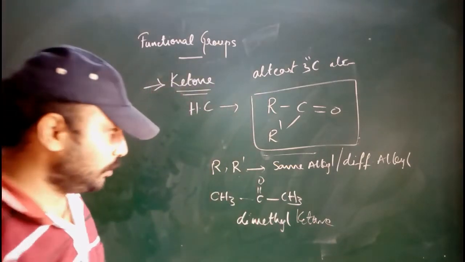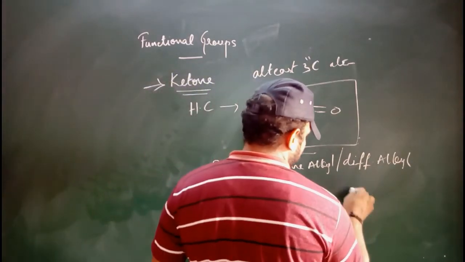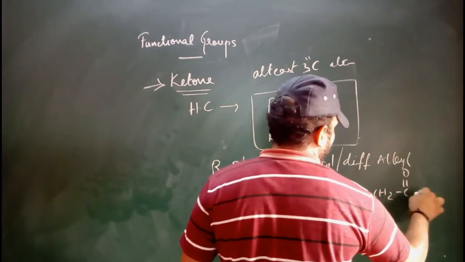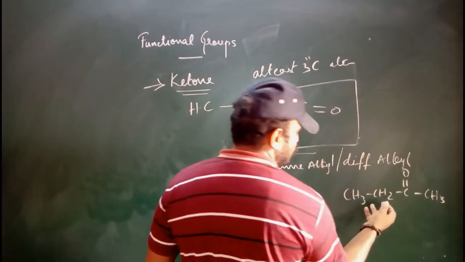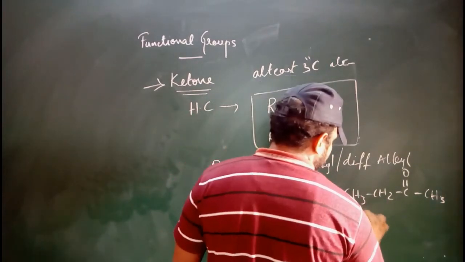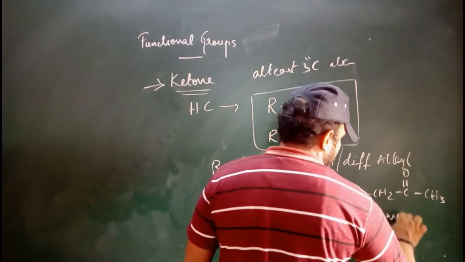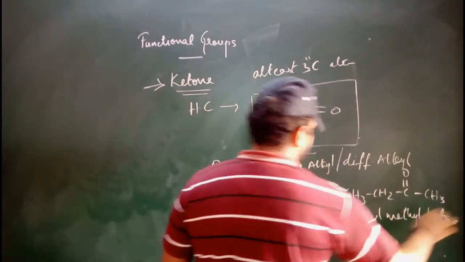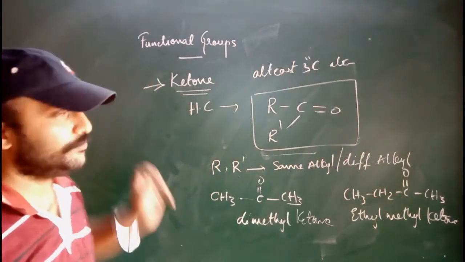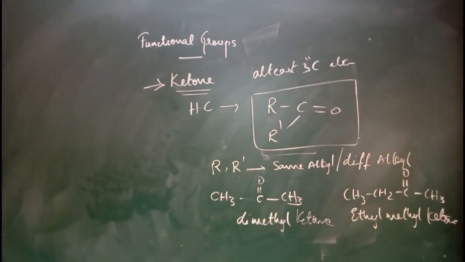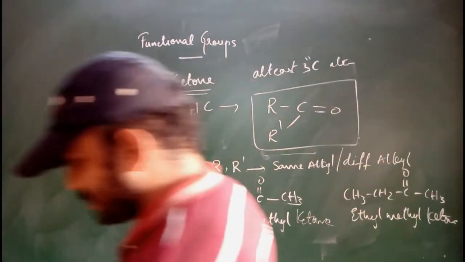Dimethyl ketone. If I take one more example, as I said, different alkyl group. CH3CH2COCH3. So here it is 2 carbon means what? Ethane. And methane is here. So what I will write? Ethyl methyl ketone. Ethyl methyl ketone. That is about our ketone functional group. Understood, everyone? Okay, let's see the next one.